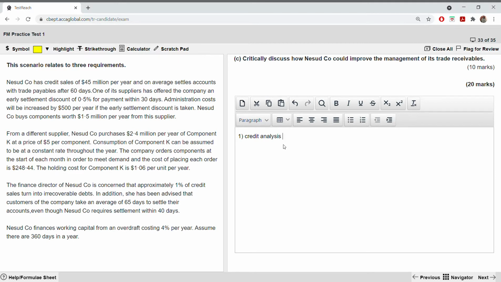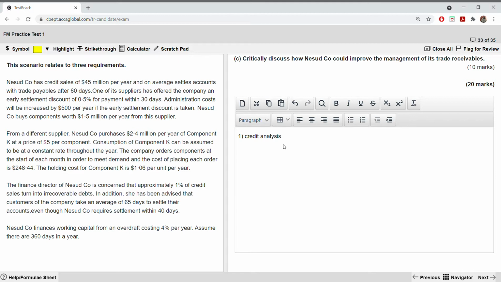Do they pay on time to the other company or not? Are they always paying late? Are they always late payers? Or do they rarely pay late, only when things get out of control, or is it their habit of paying late? You have to analyze these things.